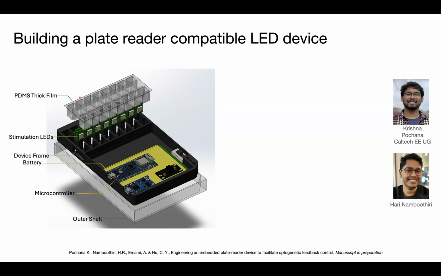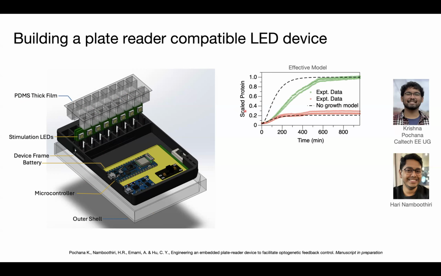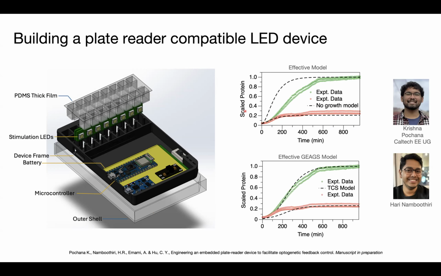Every time you run an experiment, you just print out a PDMS sticky film and drop it in there, and then you run the experiment. These can be sterilized, and after the experiment you can throw them away. We were able to run the experiment. If we use the effective model that's not linked to growth, this is the dynamics you will see. And if you use the effective model, we were able to capture it much better.